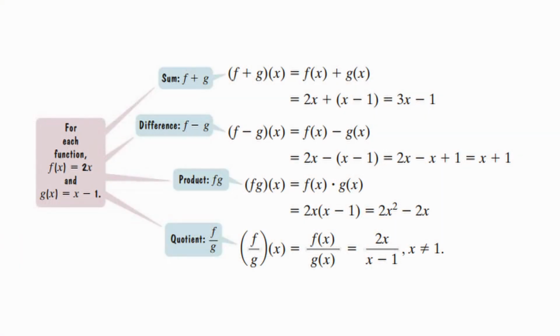g of x equals x minus 1, nice linear pieces, and talk about the addition of them, f plus g, you just add the two pieces up and you'd get 3x minus 1. If you want to talk about subtraction, you subtract them exactly the same way and you just get x plus 1. Multiply them, you'd have 2x times x minus 1, factor that out and you get 2x squared minus 2x. Divide them and you'd have 2x over x minus 1 if you do f over g.